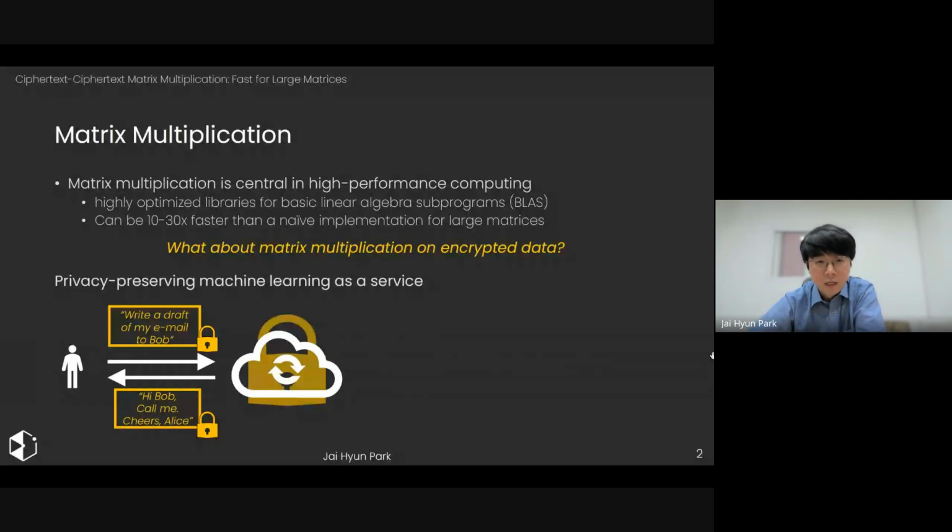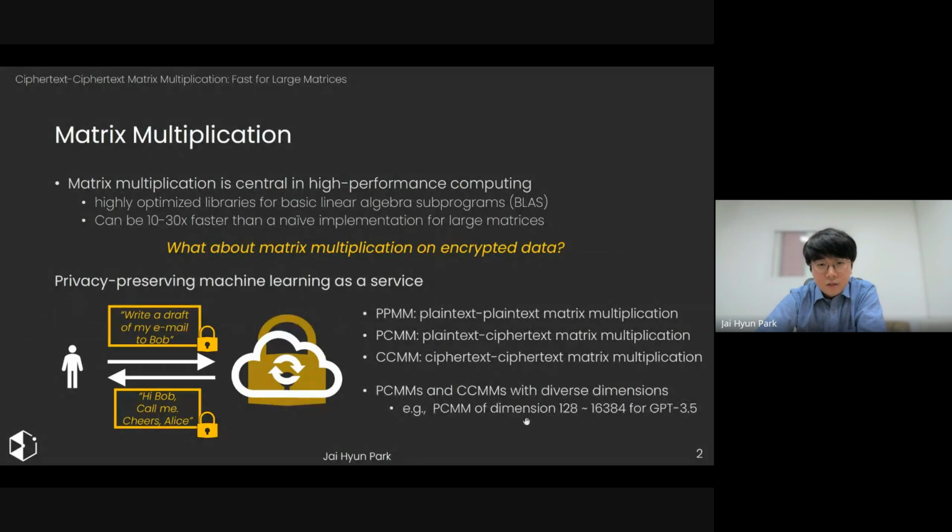In this case, the server should be able to run machine learning on encrypted data, and while doing so, it needs to perform several different kinds of matrix multiplications. Some of them are plaintext matrix multiplication, which we call PPMM in this talk, some are matrix multiplication between encrypted and unencrypted matrices, which we call PCMM, and some are matrix multiplication between two encrypted matrices, which we call CCMM in this talk.